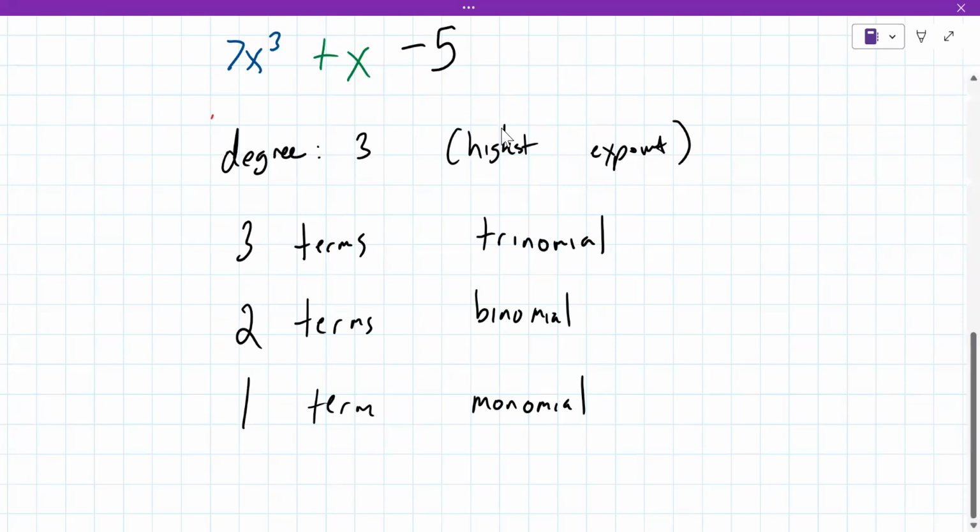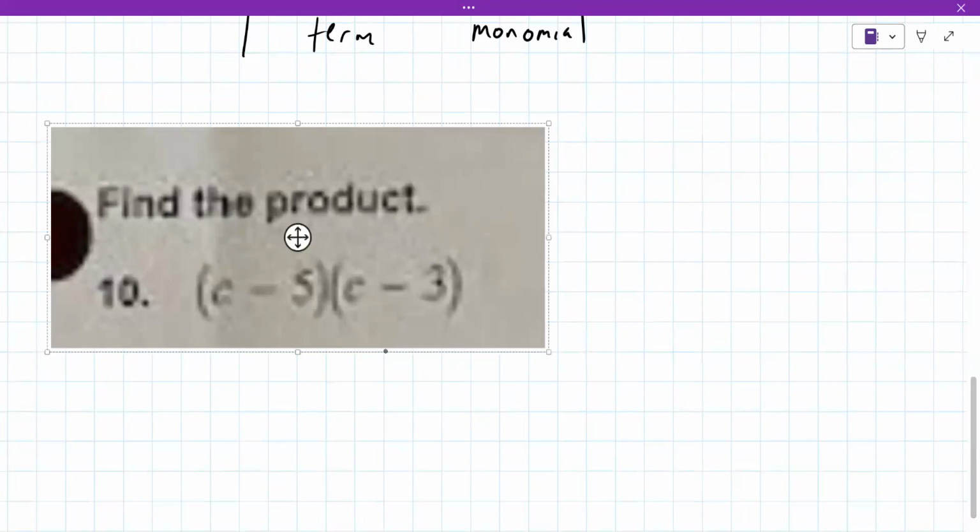All right, ready to move on to number 10. Find the product. All right, so this really should say to FOIL. You remember FOIL from earlier in the school year? No.